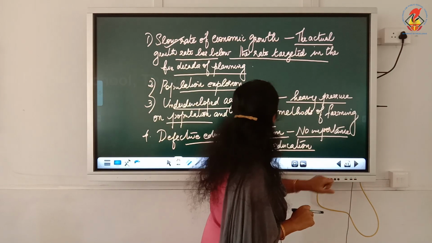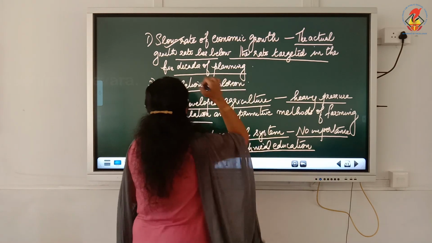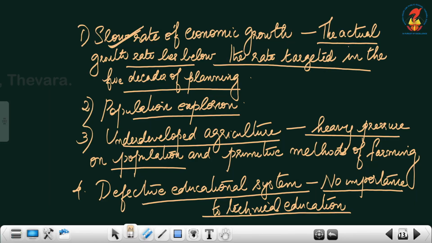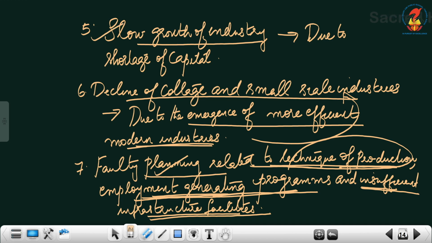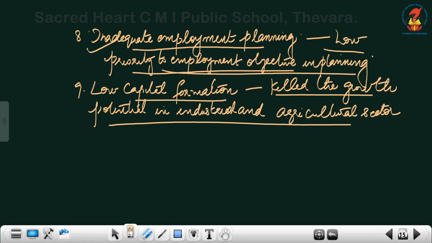So, the causes of unemployment can be discussed once again. First one is slow rate of economic growth. Point number 2, population explosion. Point number 3, underdeveloped agriculture. Point number 4, defective educational system. Point number 5, slow growth of industry. Point number 6, decline of cottage and small scale industries due to emergence of modern industries. Next is faulty planning, then inadequate employment planning, and the last one, low capital formation.